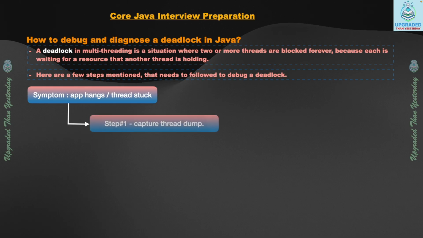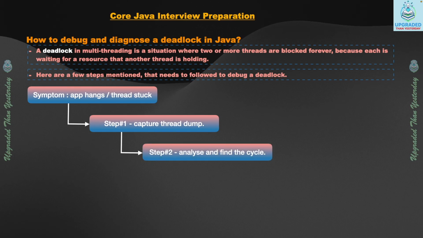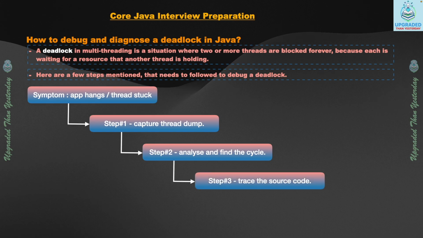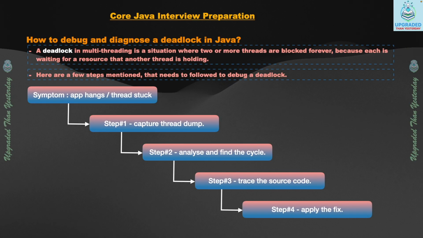Step 1. Get the thread dump. Step 2. If the thread dump is ready, then analyze it and find the cycle. Step 3. If the thread cycle is found, then find the name of the Java file and trace back the source code that is causing the deadlock. Step 4. Once the source code which is causing the deadlock is traced, then apply the fix. All of these steps we are going to discuss with an example, so please be with me.